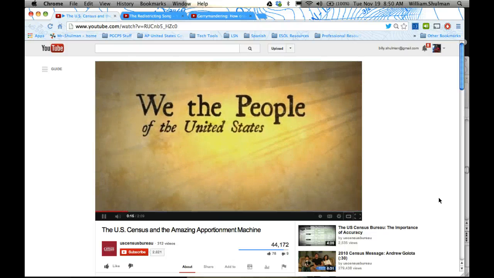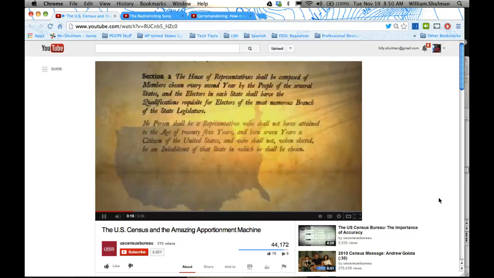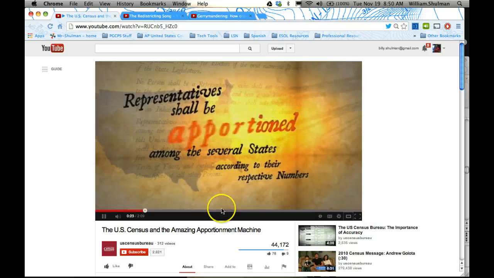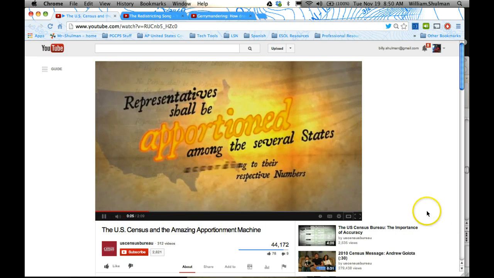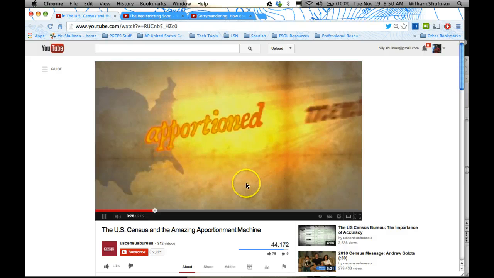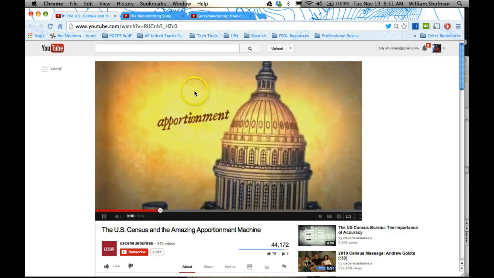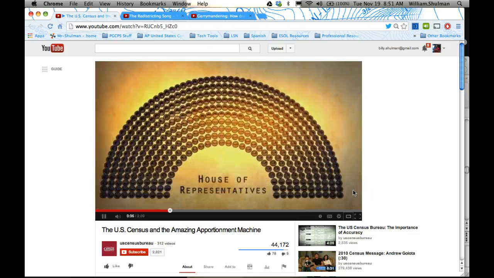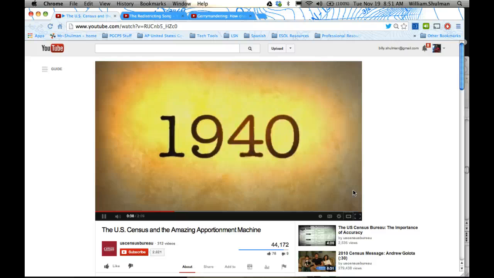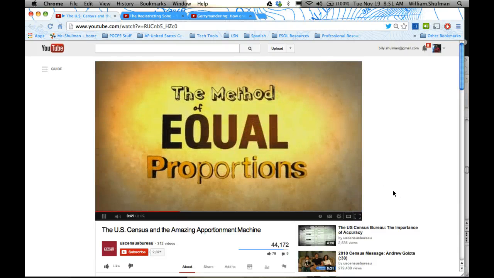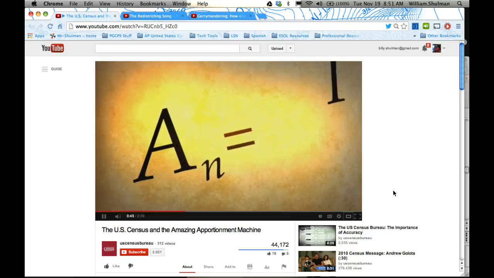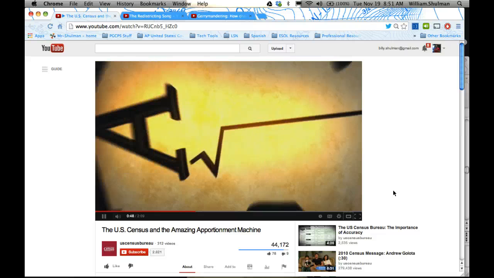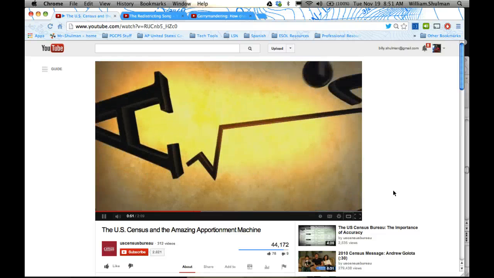The people of the United States. The mandate for the census is right here. Just a few sentences into the Constitution. Representatives shall be apportioned among the several states according to their respective numbers. Apportionment. The dividing of seats in the House of Representatives among the 50 states. But how does it actually work? Since the 1940 census, Congress has used the method of equal proportions, which follows this formula. A sub n equals P over the square root of... Okay, don't worry about the math. Just think of the formula as an apportioning machine.